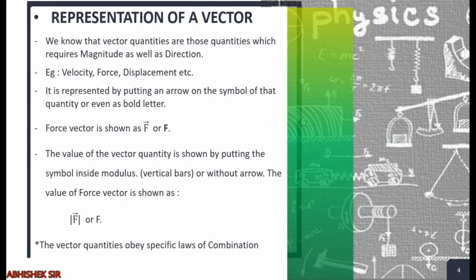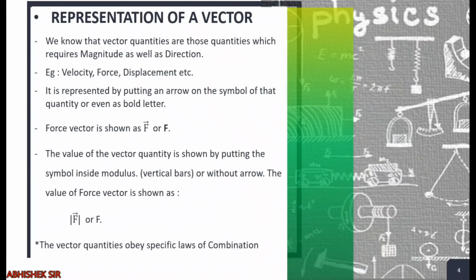We all know that vector quantities are those quantities which require magnitude as well as direction. We have all learned this when we learned about scalar and vector, right? So vector quantities need both magnitude as well as direction. For example, velocity needs direction as well as value, force, displacement, etc. But now how to write the vector?